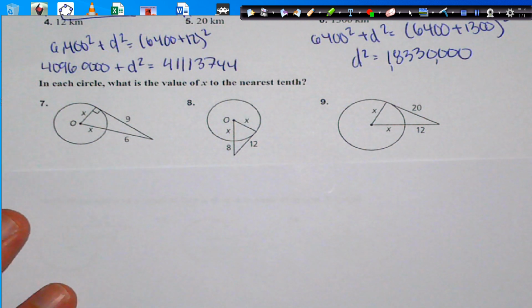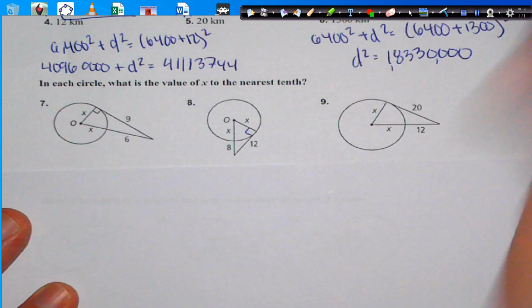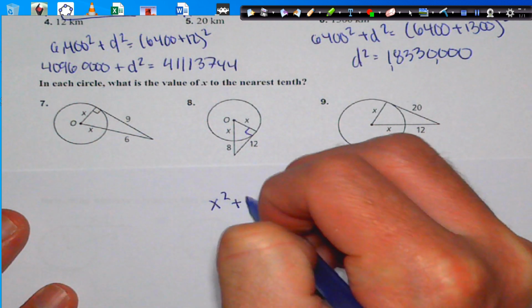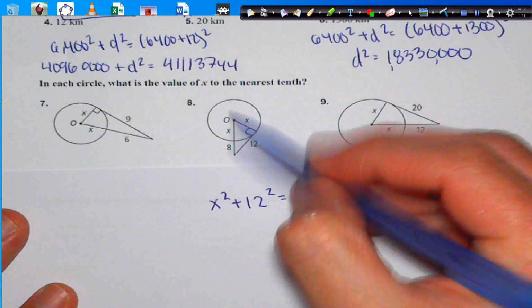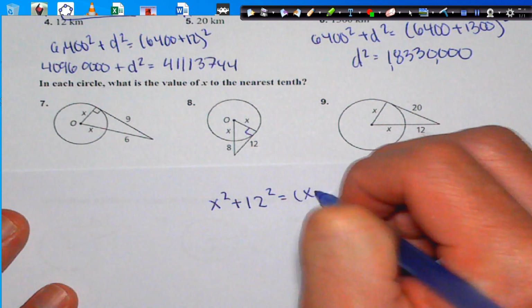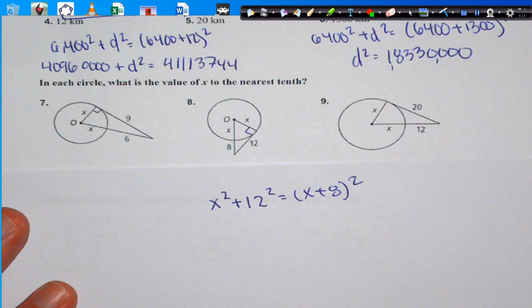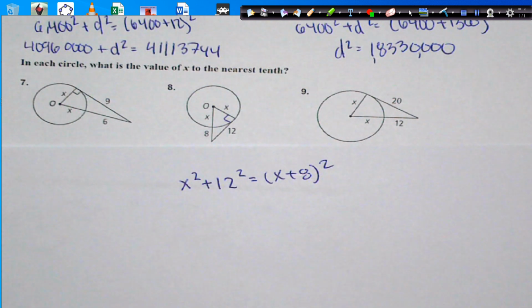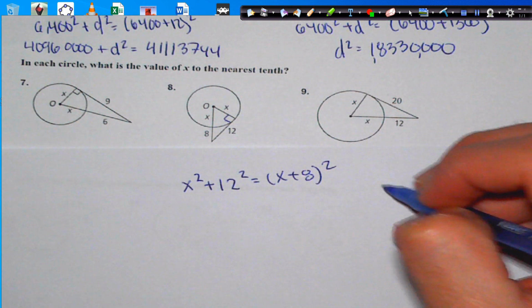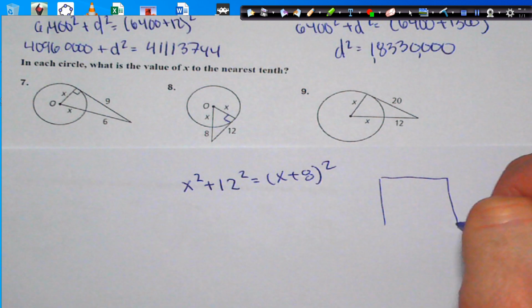So again, we know this is a right angle. So we could have our sides, x squared plus 12 squared is going to equal our hypotenuse, but that's x plus 8 squared. So this is going to make it a little bit harder. Because this is x plus 8 squared, we're going to have to FOIL. I'm going to choose to use the box method.